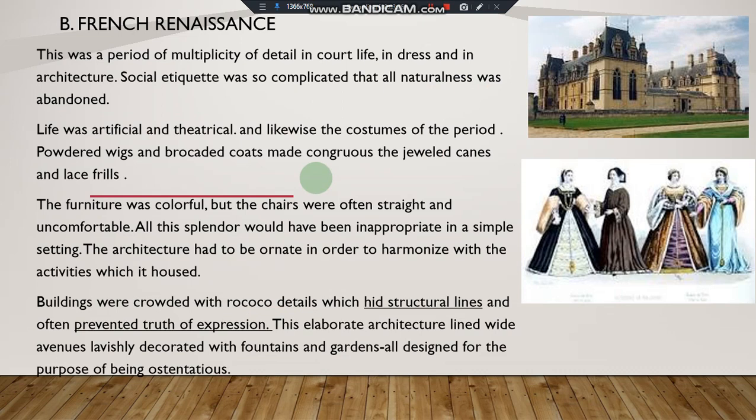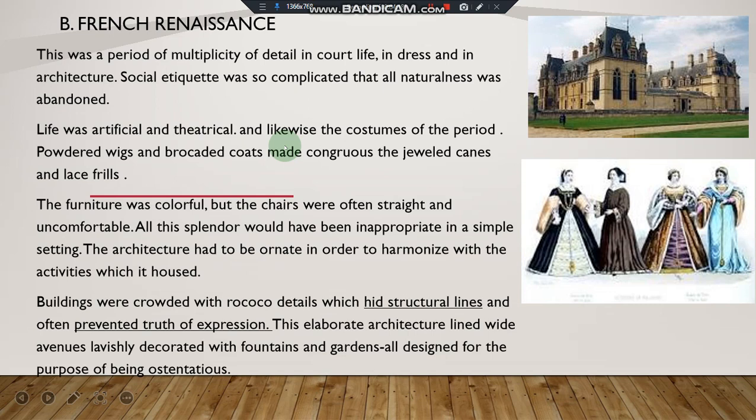The French Renaissance, this was the period of multiplicity of detail in court life. So when you say multiplicity, a large number of detail, or variety, or diverseness, meaning to say kabaliktaran sila ng Greek people. Greek people, ang pinapahalaga nila yung essential lang, yung basic or the fundamental. But in French Renaissance, multiplicity of detail in court life. Sa pananamit naman, ganun din, maraming mga borloloy na dinadagdag sila sa kanilang clothing.